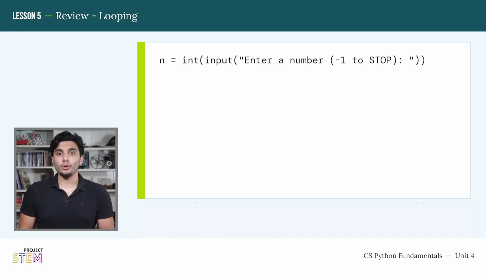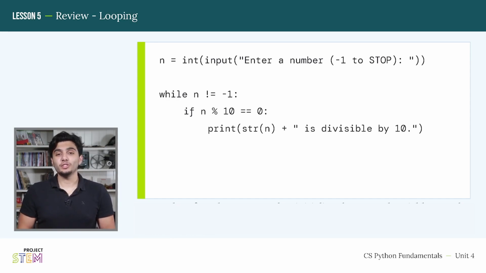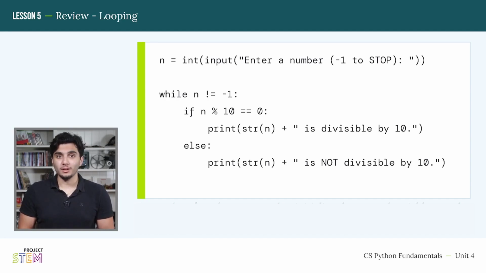So let's prompt the user for a number and store it to n. We'll use -1 to end the loop. So while n is not equal to -1, we're going to run a loop. If n mod 10 is equal to 0, meaning there's no remainder when we divide them, we print out that n is divisible by 10. Or else, we output that it's not divisible by 10.